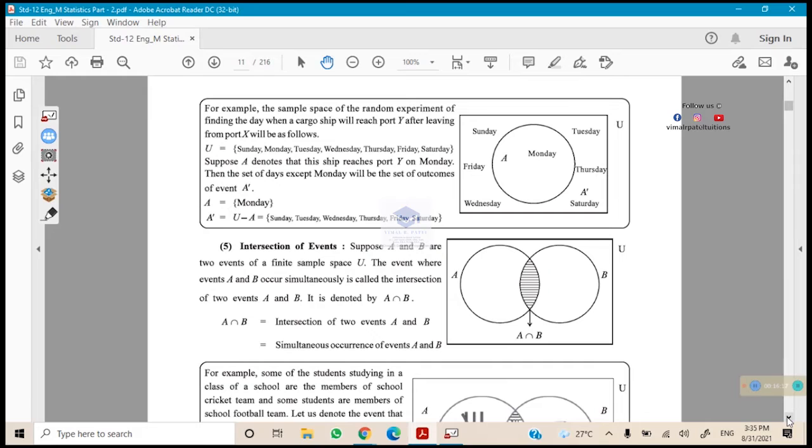Common. Suppose throwing a dice: 1, 2, 3, 4, 5, 6, that is U. Getting an even number is event A: 2, 4, 6. Then event B, getting a number less than 3, so 1 and 2. So what is common between 2, 4, 6 and 1, 2? So 2 is common, which is in both the events. So that is intersection, A intersection B.